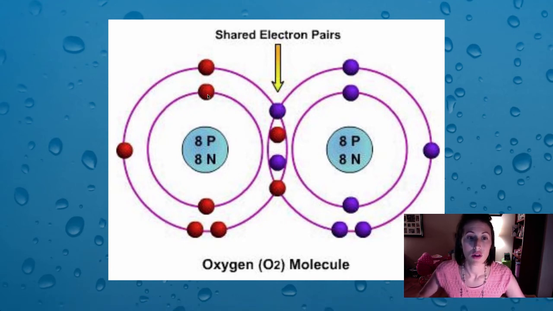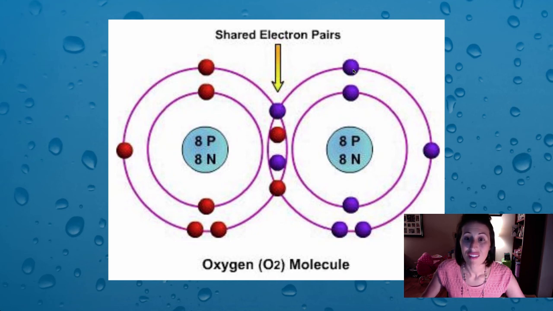So let's count the red ones. 1, 2, so those are the electrons that are in the first ring, and remember, it can hold up to 2, so this ring is full. And now let's move to the next ring. It has 1, 2, 3, 4, 5, 6. So it's not quite full yet, okay? And the same is true for this oxygen atom. There's 2 electrons in that first ring, and there are 6 electrons, if you count the purple ones, in that outer ring. So both oxygen atoms are almost full, but they're not quite there yet.